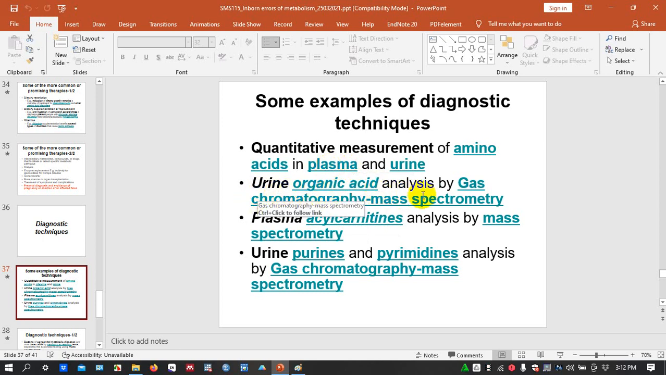Urine organic acid analysis by gas chromatography or mass spectrometry. Plasma acyl carnitines, this is what is used to remove excessive fatty acids from the blood. Carnitines are just proteins that bind to fatty acids, the acyl groups of long chain fatty acids. So this can be quantified using the mass spectrometer. Urine purines and pyrimidines analysis using gas chromatography or mass spectrometer.